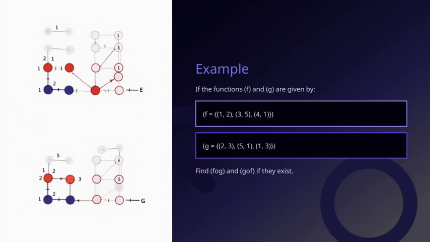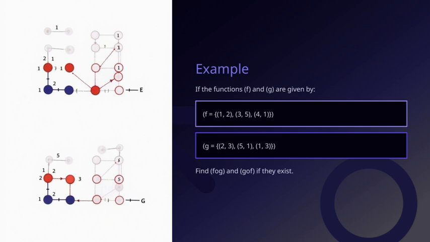Let's now look at finding the compositions of these functions, specifically g composed with f and f composed with g, if they exist. Recall that g is defined by the set of ordered pairs (2, 3), (5, 1), (1, 3), and f is given by (1, 2), (3, 5), (4, 1). To find g composed with f, or g of f, we need to see where f takes an input and then see where g takes that output.